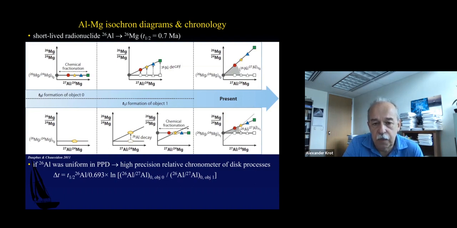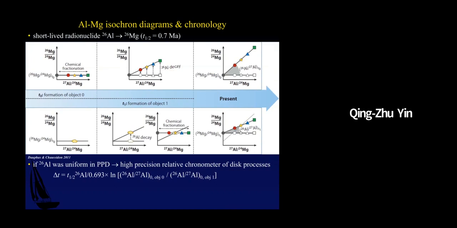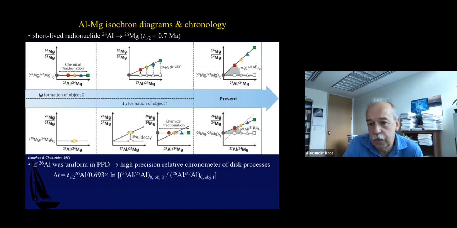And after formation, aluminum-26 in each phase will start decaying at a different rate depending on the aluminum-magnesium ratio. At the end of decay, all these symbols will plot along a single line, which is called an isochron, and the angle of this line corresponds to the aluminum 26-27 ratio. The magnesium 26-24 ratio at time zero can be inferred from where this isochron intercepts the y-axis.